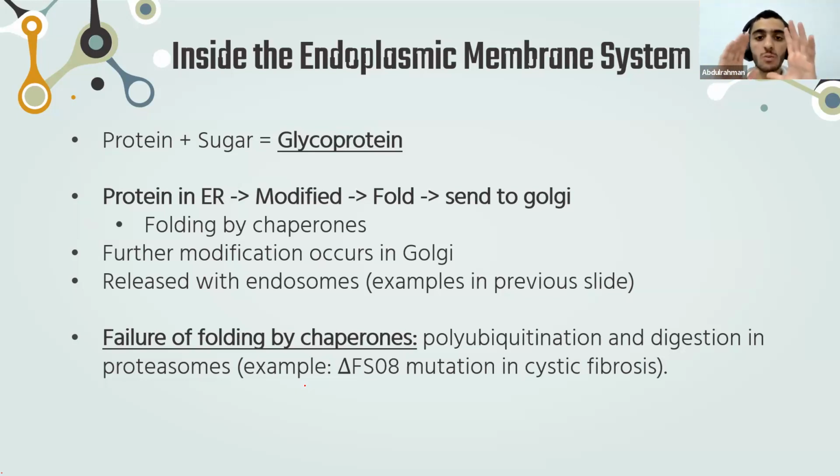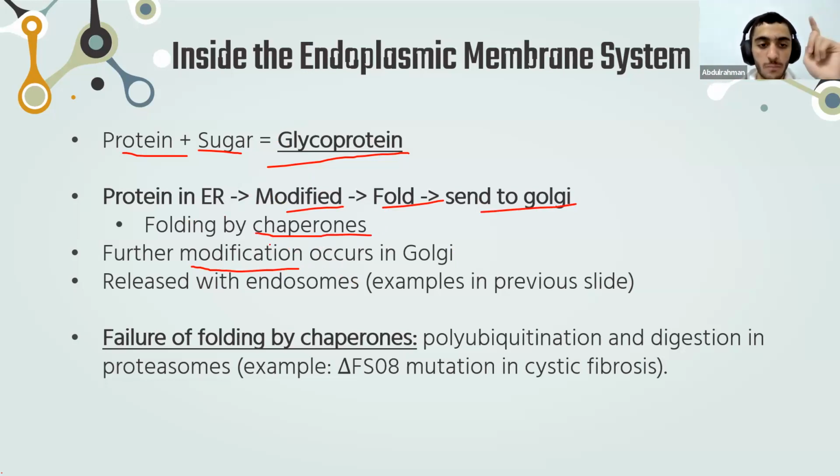is basically the addition of a sugar, right? And a protein with a sugar is referred to as a glycoprotein, or you have another type, the proteoglycans. If it has more sugar, then it's a glycoprotein. If it has more protein, it's a proteoglycan. Okay, so glycoproteins are one of the most important modifications. Is that clear? All right. Now what happens is that it is going to be modified, folded, and sent outside the cell. Okay, and you can have other modifications inside the Golgi. The folding process is done by chaperones, and once you send it outside the Golgi, you go with endosomes.